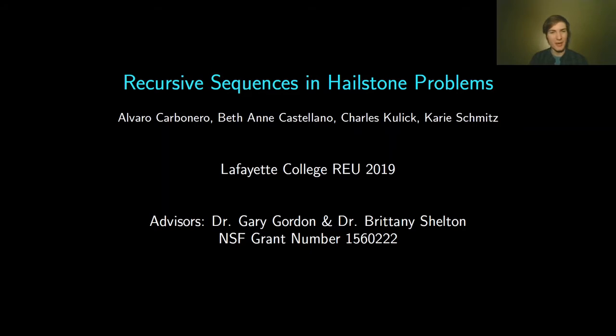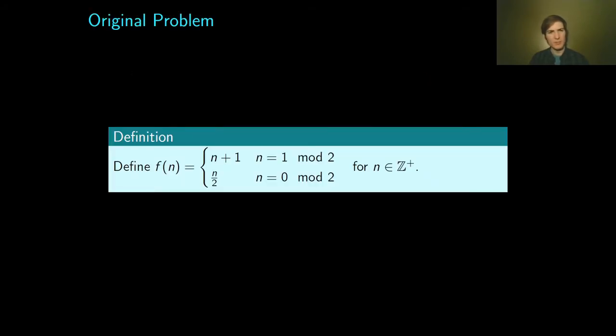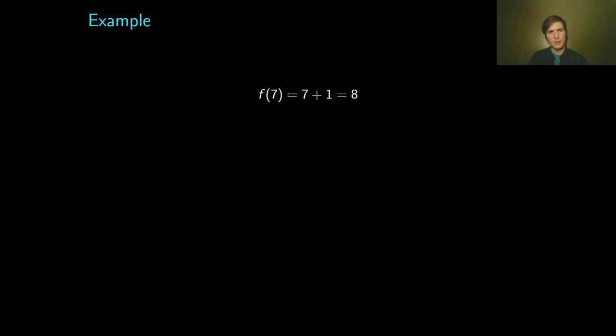Now let's take a look at the problem. The original problem definition appeared in the Math Horizons magazine in February 2019. We define a function piecewise for all positive integers. Any odd integer, we simply add 1. Any even integer, we simply divide by 2. This function has a number of interesting properties that we care about. Let's take a look at these through some examples.